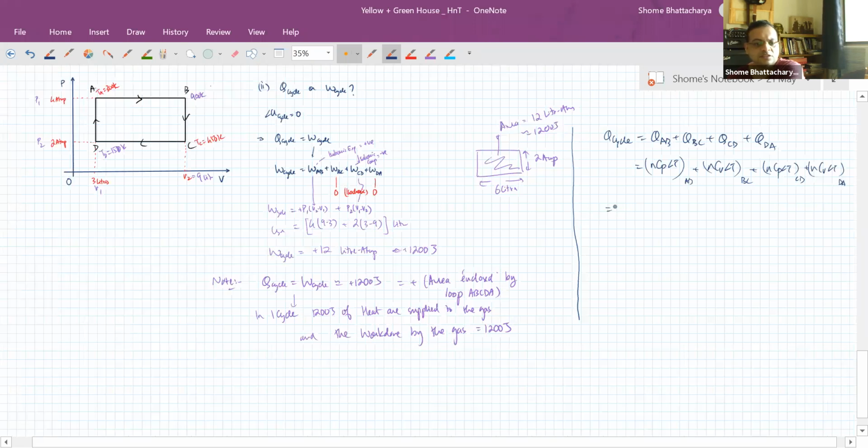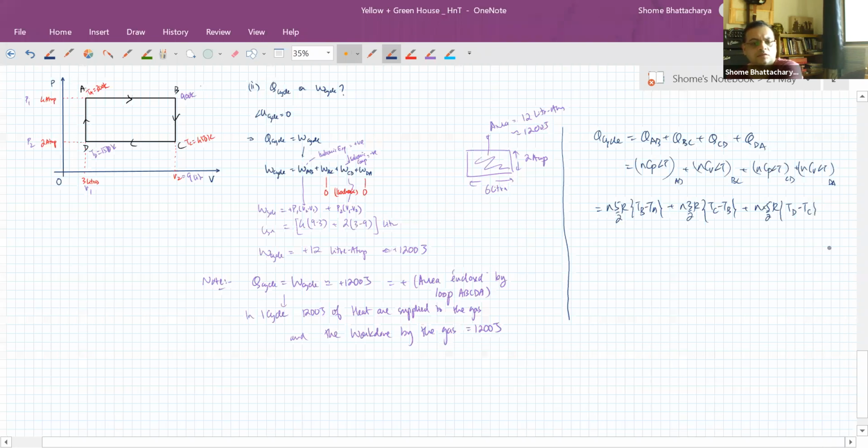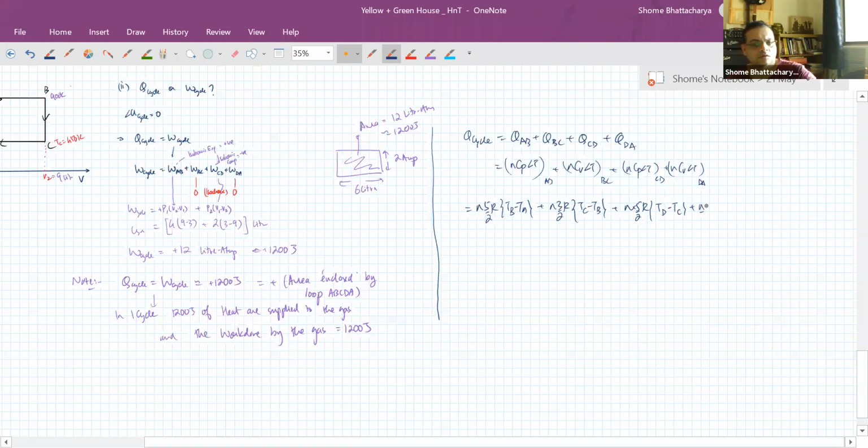So this would be a much lengthier process, but anyhow, this will be N into 5/2 R, because we are taking it as a monoatomic gas, into temperature at B minus temperature at A, plus N into 3/2 R into temperature at C minus temperature at B, plus N into again 5/2 R, plus N into 3/2 R into TA minus TD.